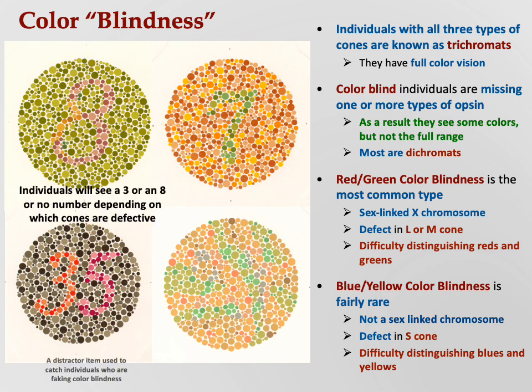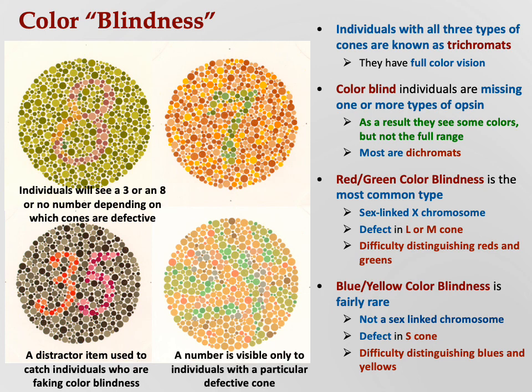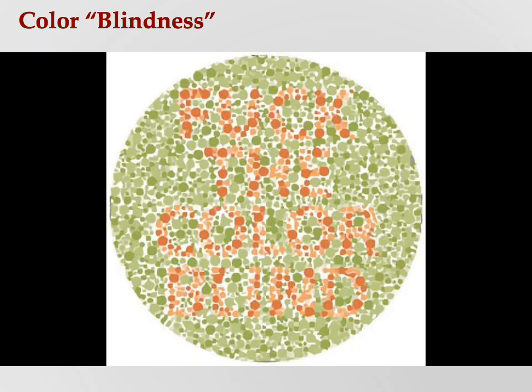So individuals see a 3 or an 8, depending on which cone is defective. Distractor, for people faking color blindness. Numbers visible only to individuals with a particular defective cone. And there you go. Don't use that in your color blindness test. You may upset people.